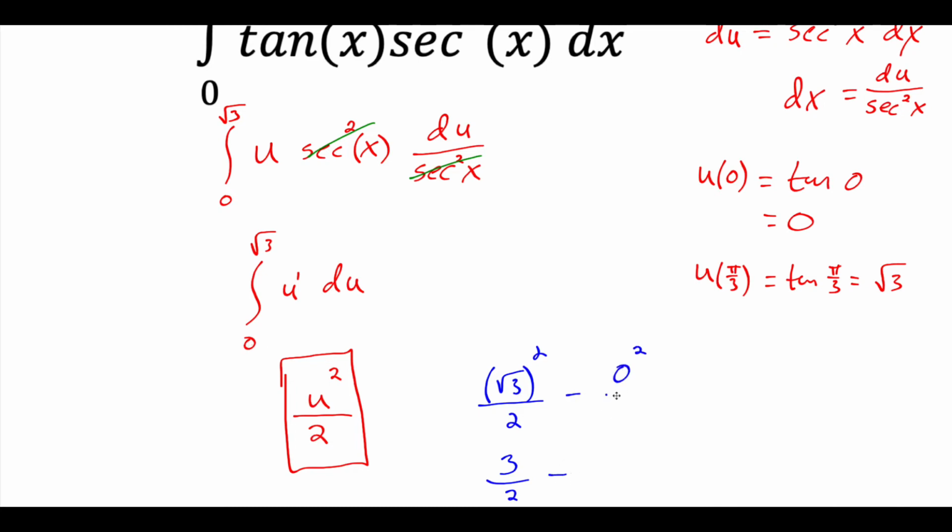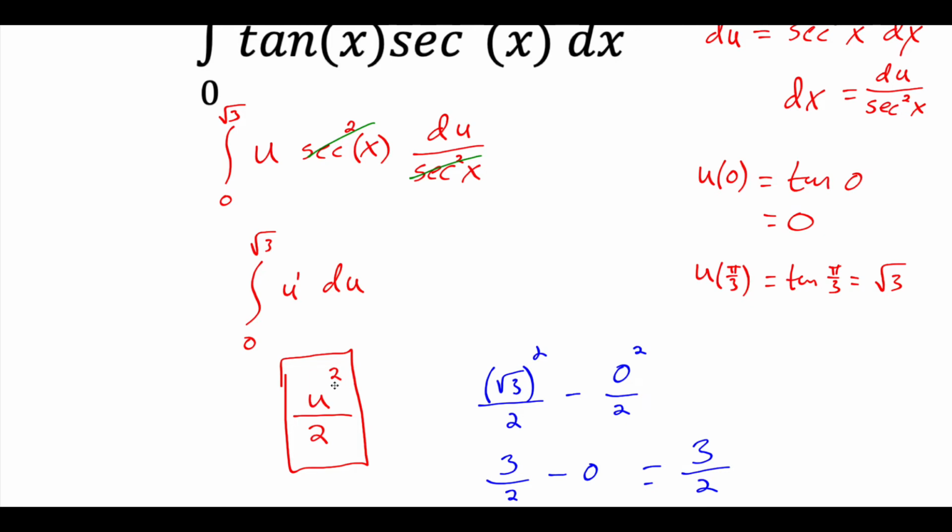So it'll be 0 squared over 2. 0 squared is 0, divided by 2 is 0. So we get 3 halves minus 0, which is just 3 halves. Because we also manipulated the upper and lower bounds on our integral using our u substitution, we didn't have to actually plug that tangent back in.